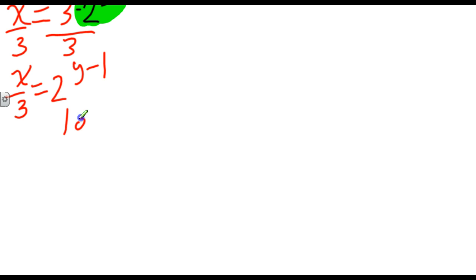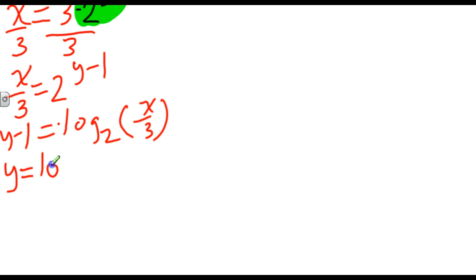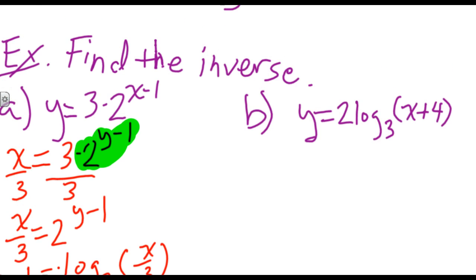When I do that, I get log base 2, because that's the base of my exponential, of x over 3, that was the old answer, that becomes the argument of my new log, equals y minus 1. Now to get y alone, I just add the 1 across. I get y equals log base 2 of x over 3 plus 1. And that is the inverse of the original exponential function.